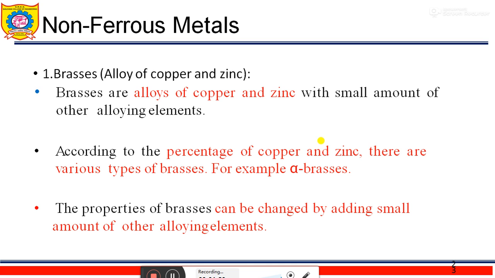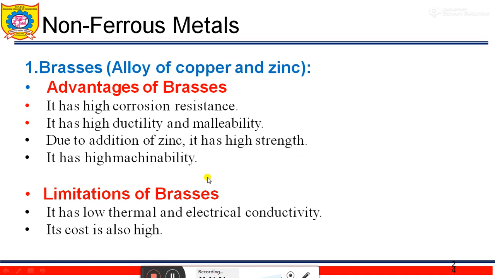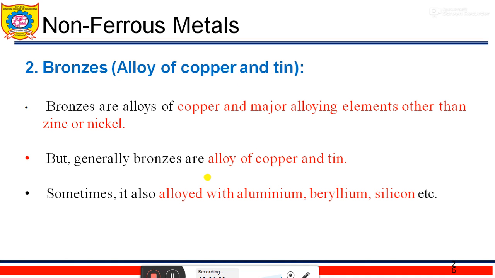Brasses are alloys of copper and zinc. We have seen the advantages and limitations of that last time. Bronze means an alloy of copper and tin. We saw this also.